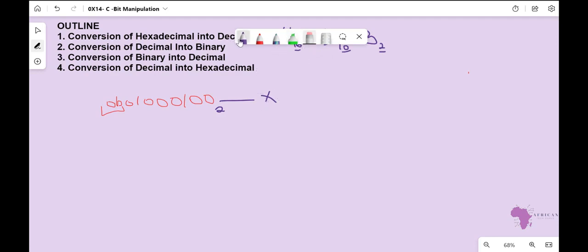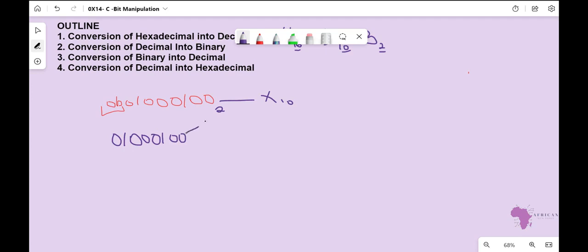So that number has to be of base 10 because we are converting back to the decimal number. So let's do it. I will write 0 1 0 0 0 1 0 0. Then I now begin to give positions.